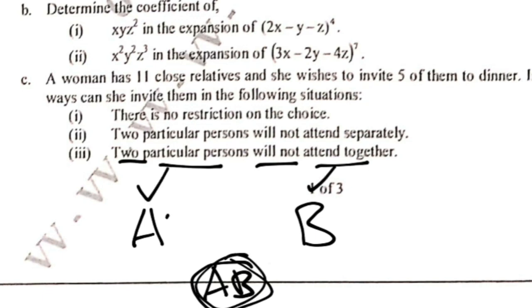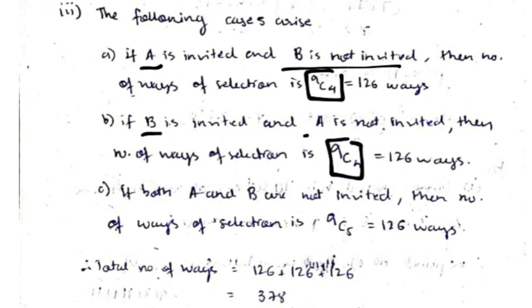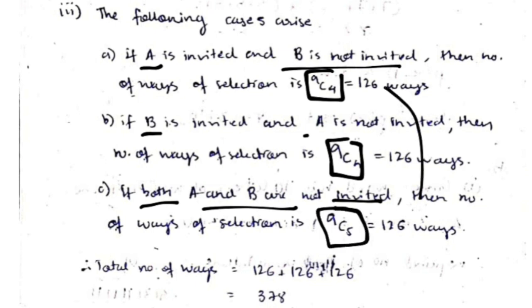Okay, these are the 3 possible scenarios. For each of these scenarios, if A is invited and B is not invited, then since B is not invited, 9C4 ways. Similarly, if B is invited and A is not invited, then again 9C4 ways. If both A and B are not invited, then 9C5 ways. When we add all of these, we will get the final answer, which is 378.